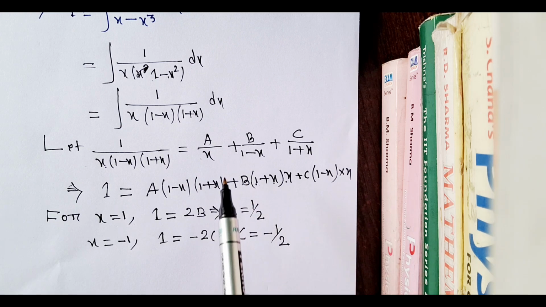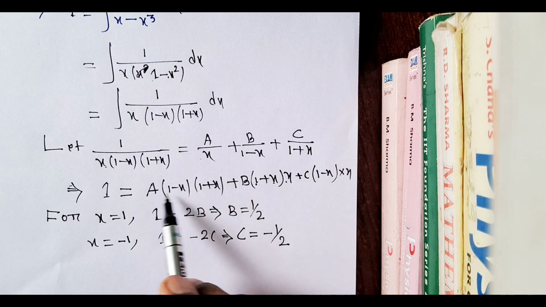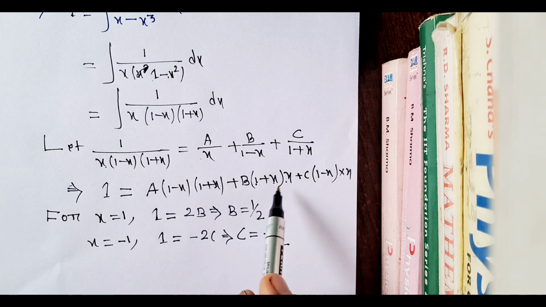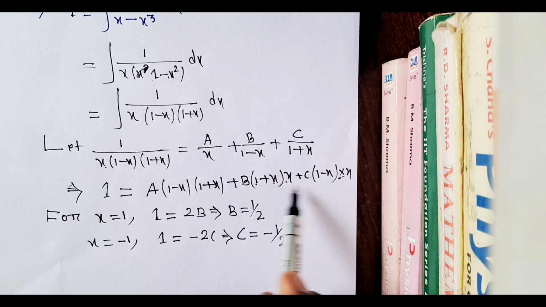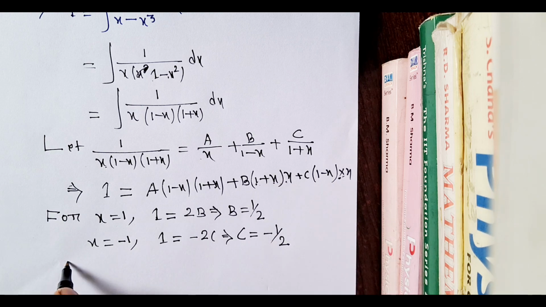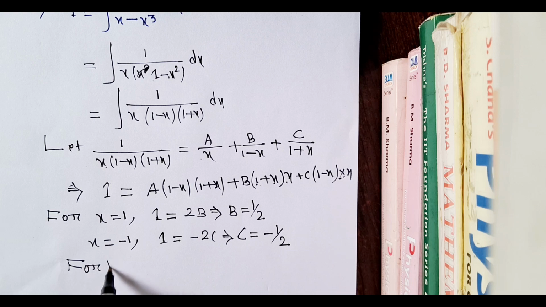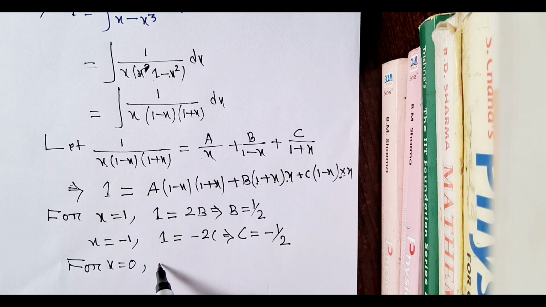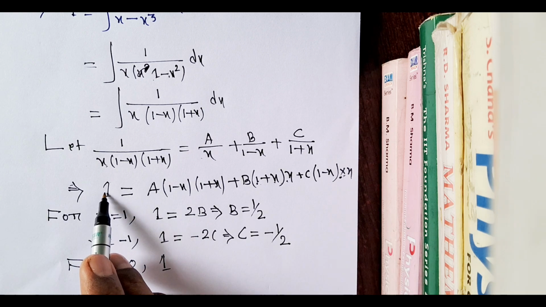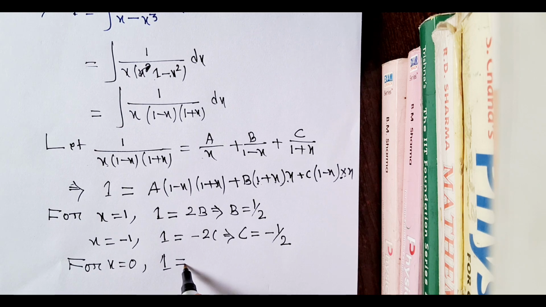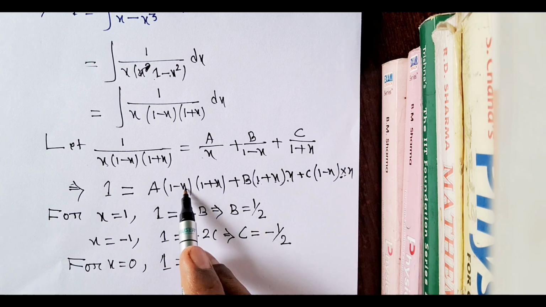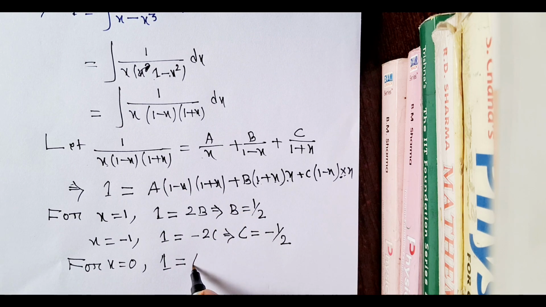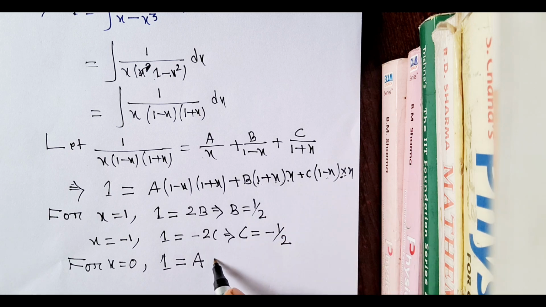For that, you take the value of x in such a way that a should not vanish. So let us take x equals to 0, then b vanished, c eliminated, both these terms will be eliminated. So for x equal to 0, the left hand side being constant, it will be 1 equals to, here 0, 1 minus 0 and 1 plus 0. So ultimately it will be a, these two will be eliminated. You will get a equal to 1.